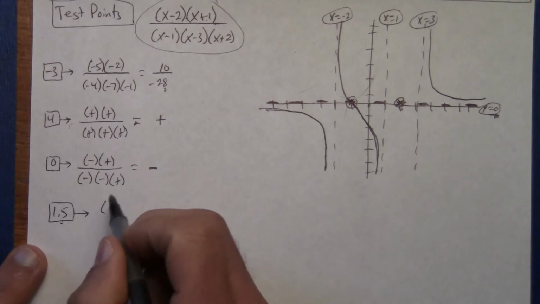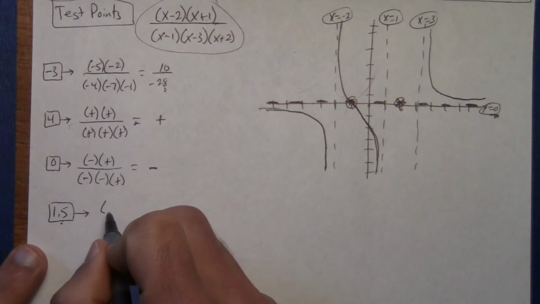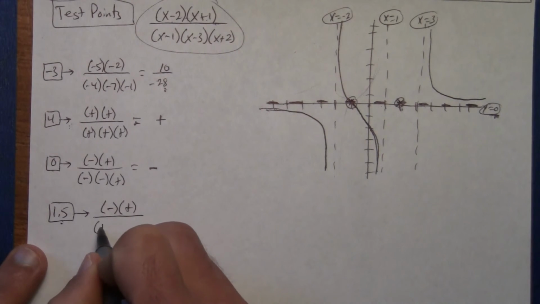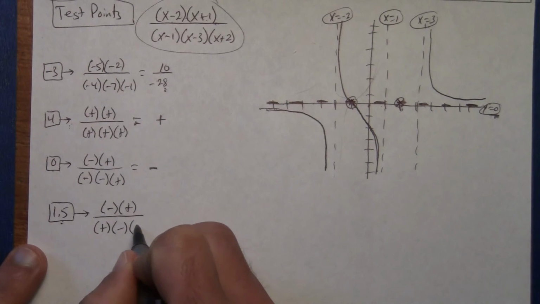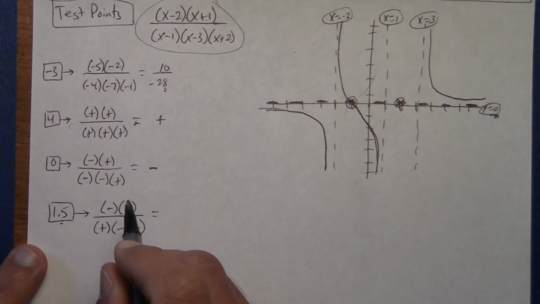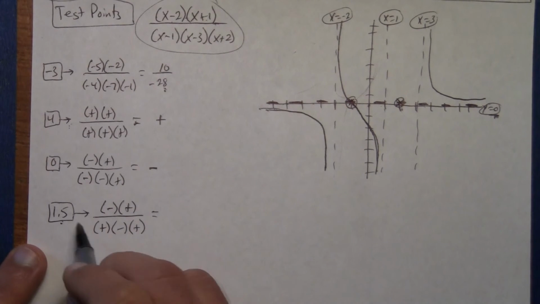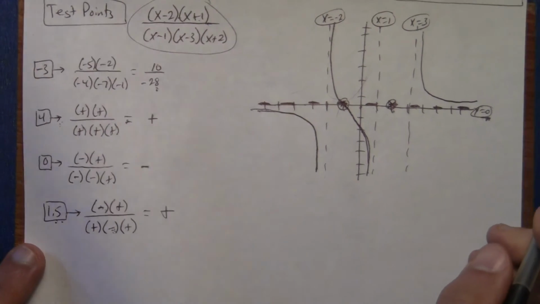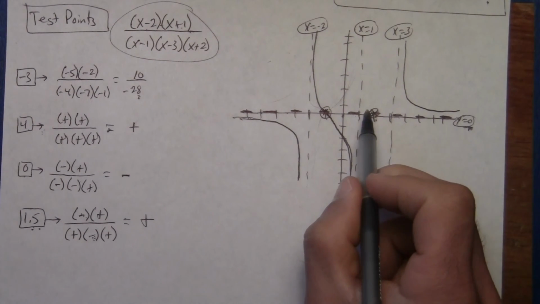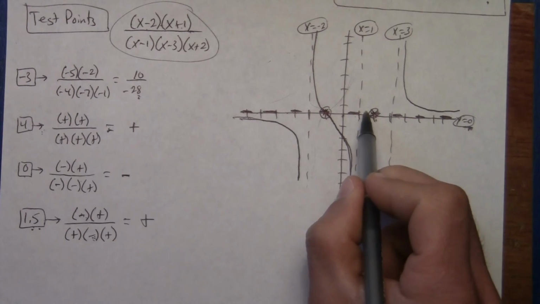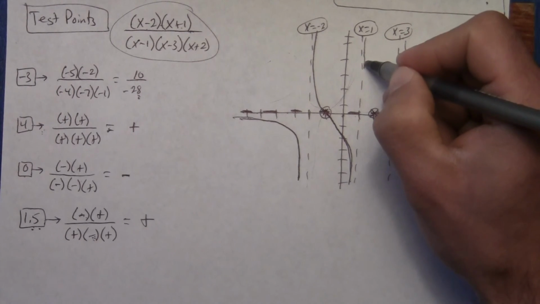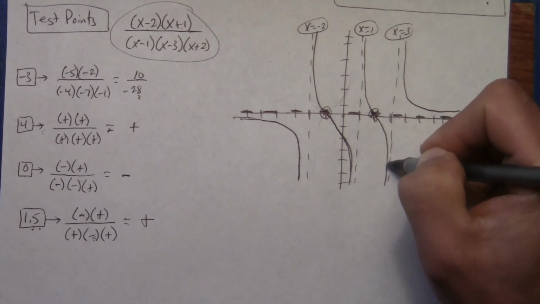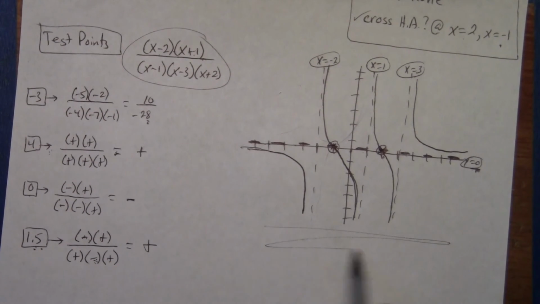Plugging 1.5 into that first parenthesis is going to end up making it negative. Second parenthesis would be positive. In the denominator, the first parenthesis is positive. Second one's negative. Third one would be positive. And if I look at 1.5, because I have an even number of negatives, that number is positive. So 1.5 is right in here, and it's positive, so that means it's up here. It's got to curve down to that crossing point. As I go to the right, it's going to get next to that asymptote and curve again. And so my graph ends up looking just like that.